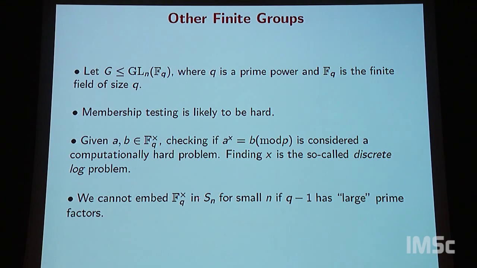And we can't treat these as permutation groups because we can't efficiently embed, or even at all embed, the multiplicative group over FQ inside Sn if, for example, Q minus 1 has large prime factors. So that's, in some sense, what makes these groups very different from permutation groups.